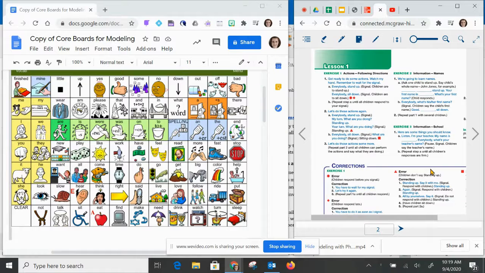Hello, all. Katie Robertson here, and I am going to show you how to model on AAC while you are giving a reading mastery lesson.